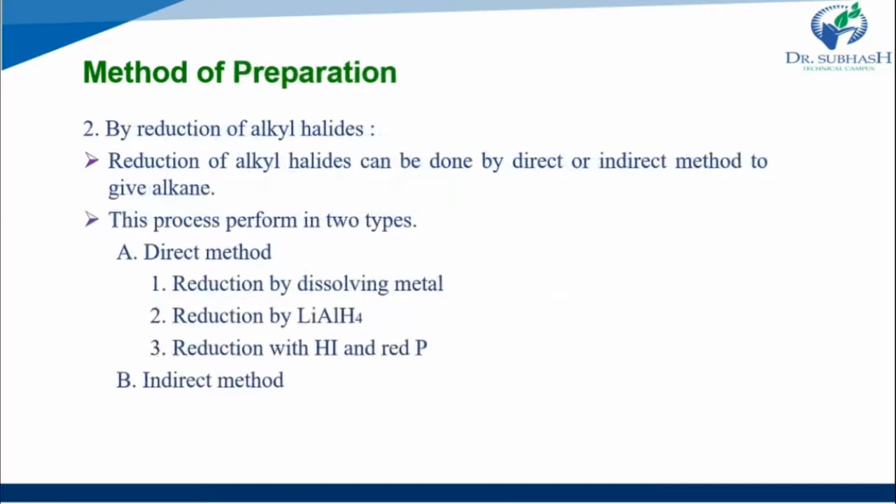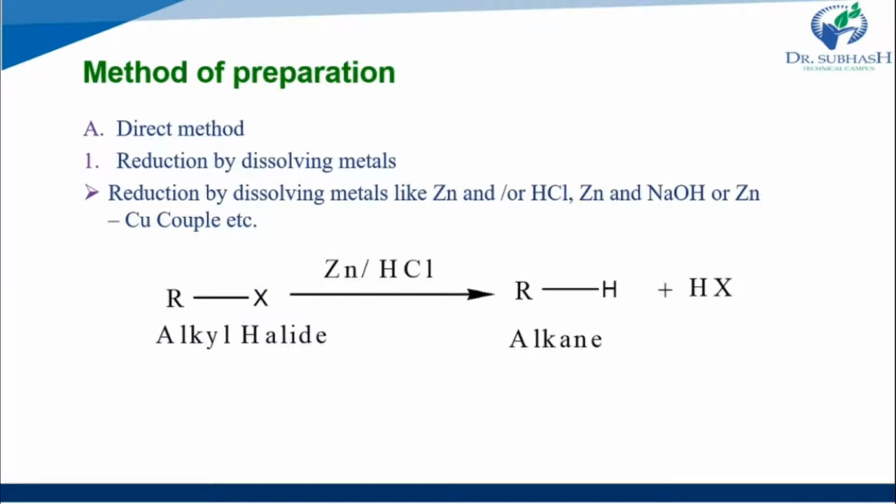The second reaction is reduction of alkyl halides. Reduction of alkyl halides can be done by two methods, direct and indirect. The direct method has three further methods: reduction by dissolving metals, reduction by lithium aluminum hydride, and reduction with HI, that is hydrogen iodide, and red P. And the last one is the indirect method. First is the direct method.